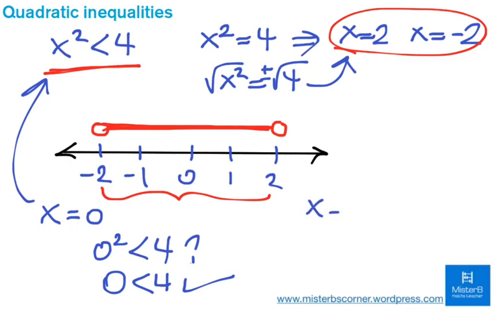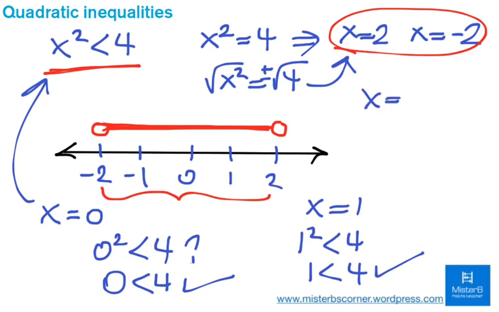If you consider x to be 1, then 1 squared, which is 1, will be less than 4. So that's correct. Whereas if you try x equals 3, for example, then it's going to be 3 squared, right? Which will be 9. And 9 is not less than 4. So 3 is not in our solution set.